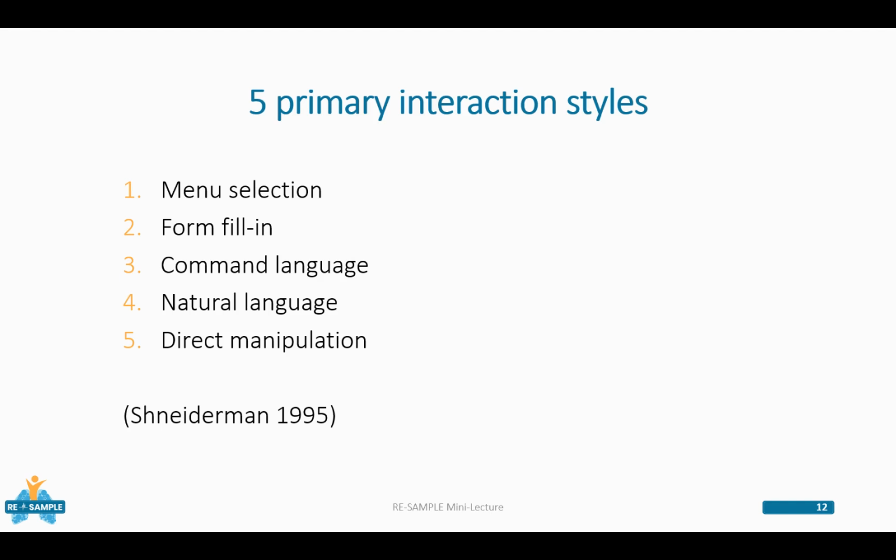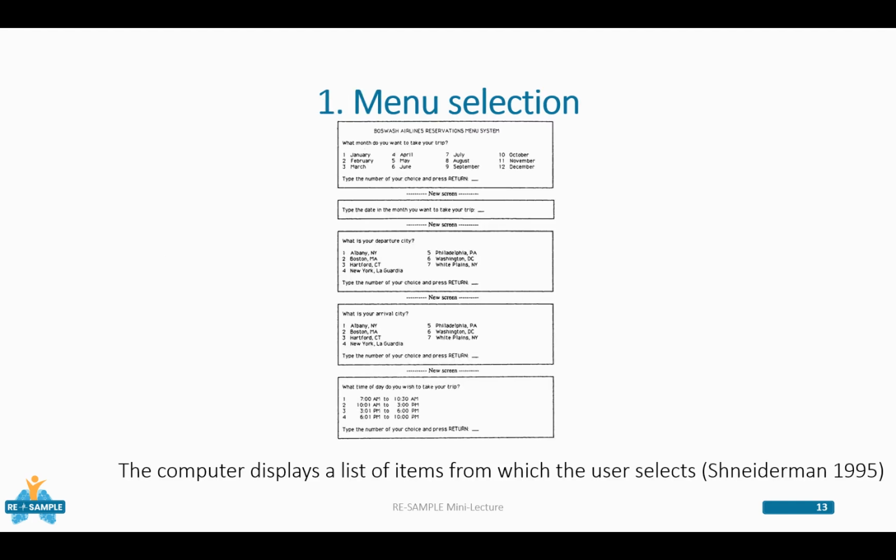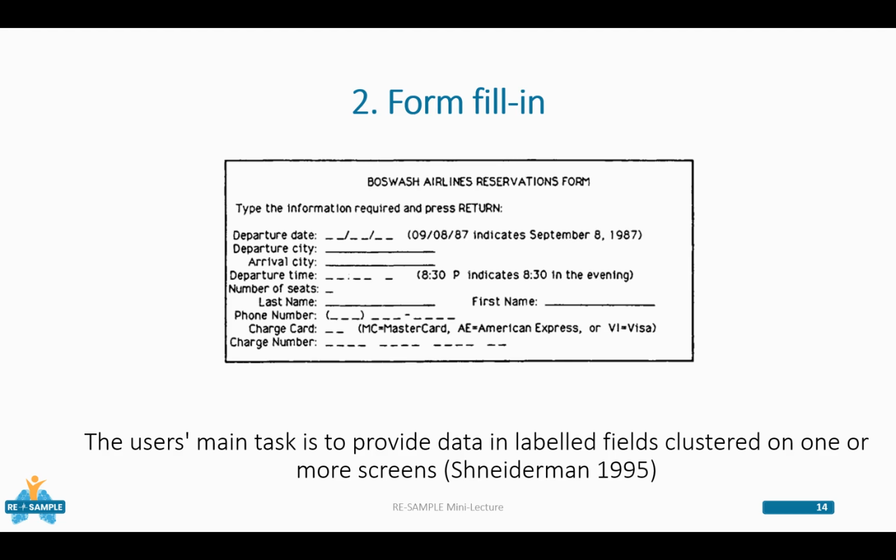Some primary interaction styles to facilitate user interaction are menu selection, form fill-in, command language, natural language, and direct manipulation. I will tell you a bit more about these styles. For menu selection, the computer displays a list of items from which the user can select. For form fill-in, the user's main task is to provide data in labeled fields clustered on one or more screens.